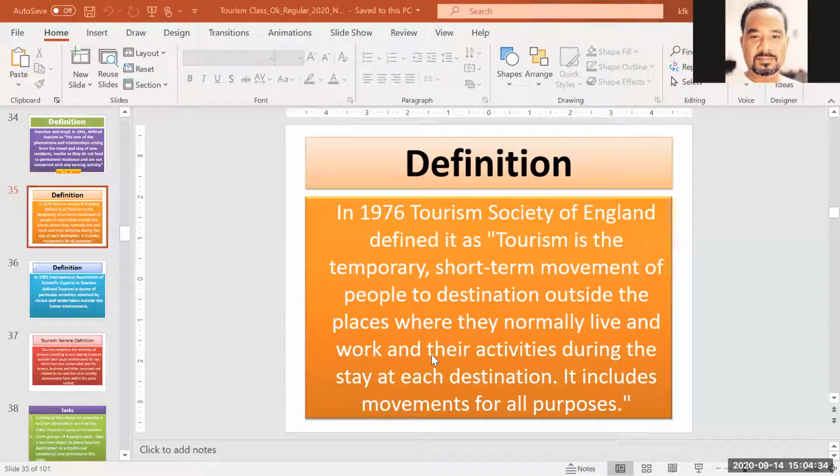Okay, once again, today we'll continue with the explanation or discussion on the definition and some other previous questions that we had last week, in order to have a good understanding of the subject content. This is the second definition, I think, after the last one last week, the definition of tourism.